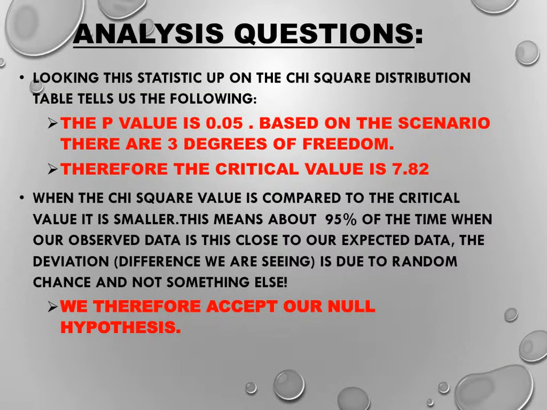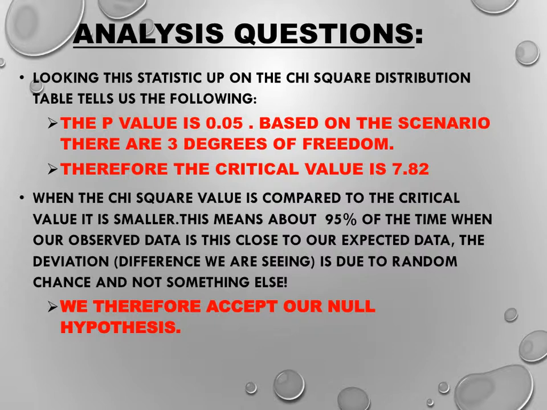Okay, so this is just the word version, the written down version of what I just said. So if we look up our statistic, our chi-square value that we came up with of 0.3, we're looking at it on that chi-square distribution table. This is the following information that we would get. The p-value is 0.05. Based on the scenario, there are 3 degrees of freedom. So using that table and using a combination of those two values, we can therefore figure out that our critical value is 7.82. So now we have to compare our chi-square value to the critical value.